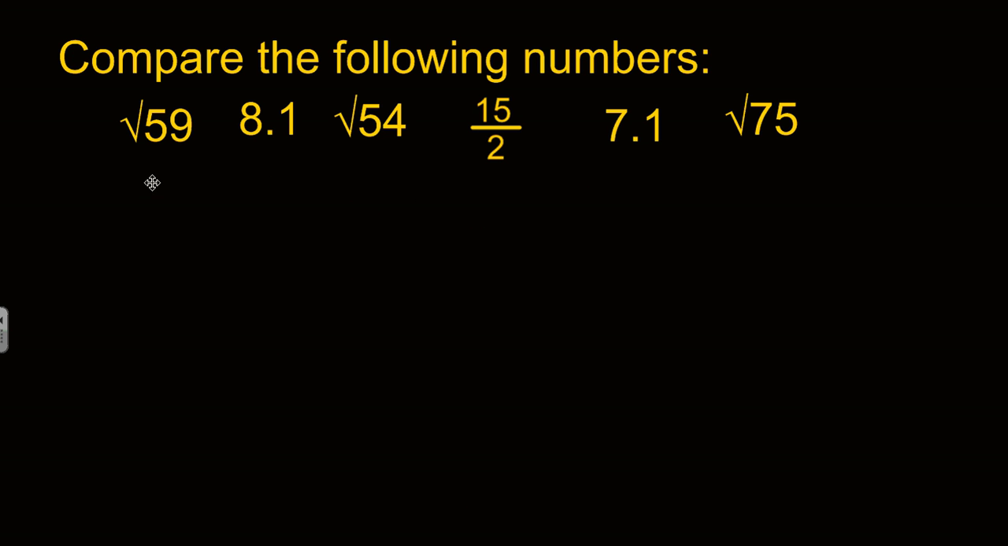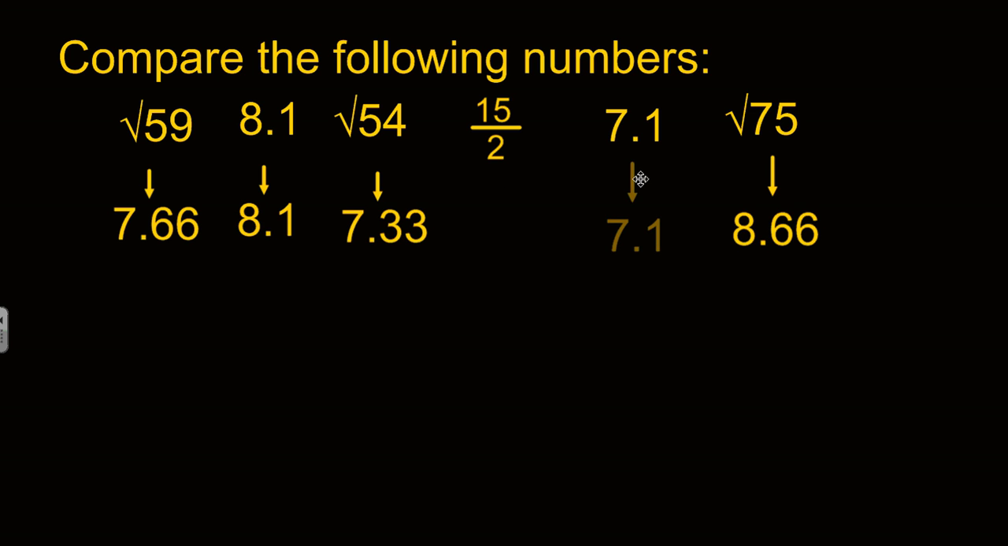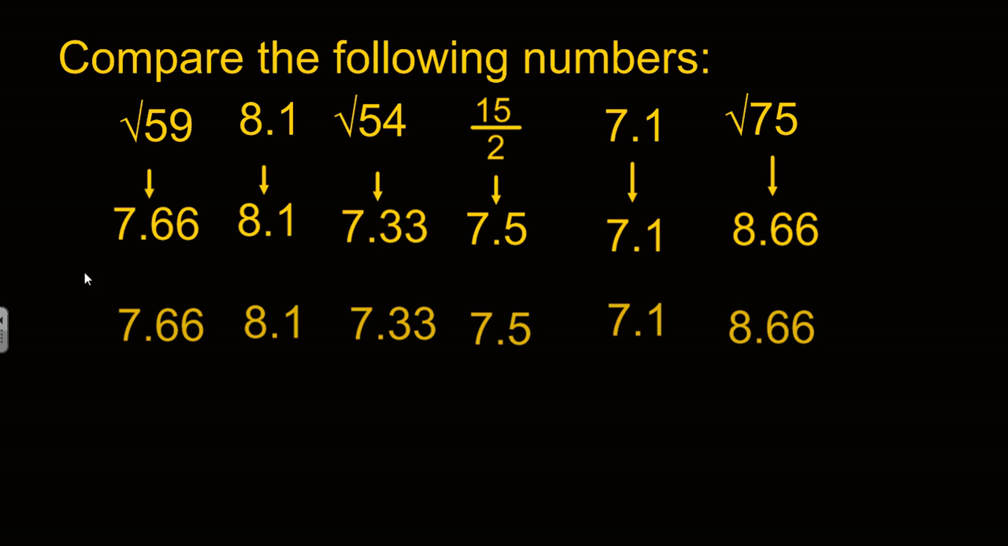Now, how do we compare these numbers? Well, the first thing we need to do is convert them to decimals like we've already done. We said this value was 7.66, this was 7.33, and this one was 8.66. The next, we want to convert these into decimals. These two are already done for me. And this one, 15 over 2, is 7 1/2, or 7.5. Once you have all of them written as decimals, then we can start comparing them and see which one is the least or the greatest.